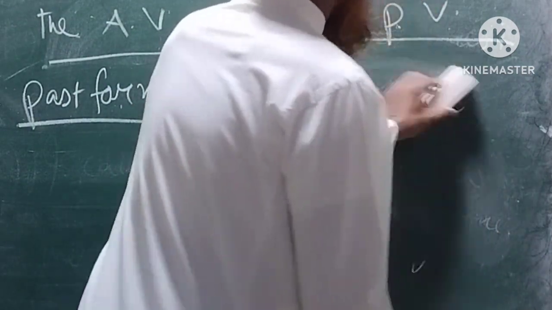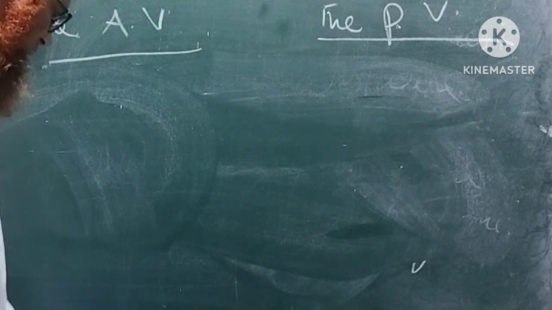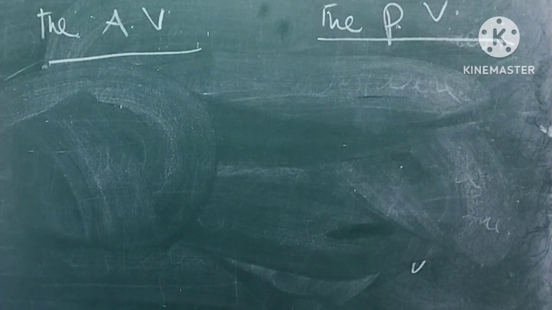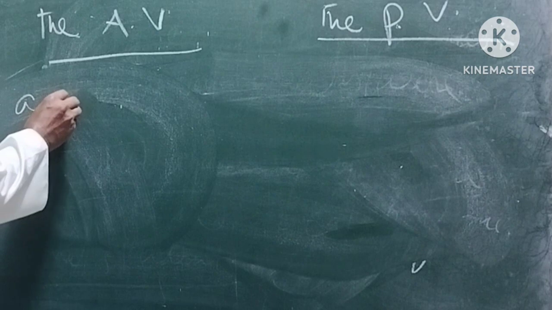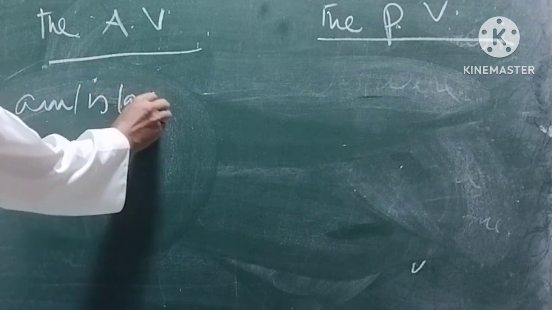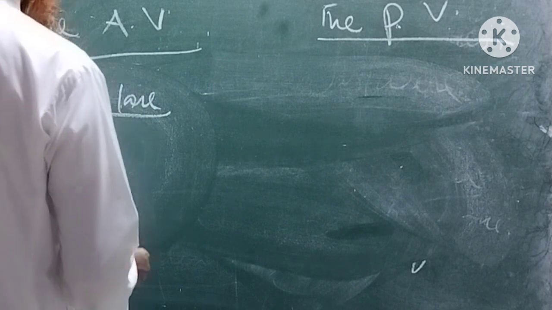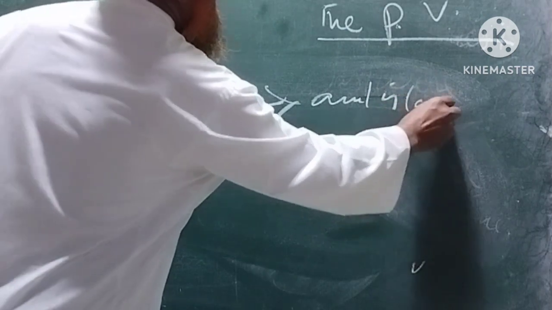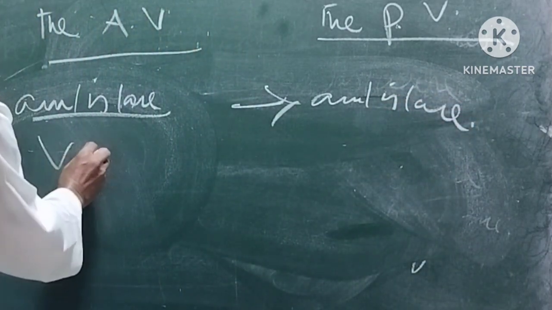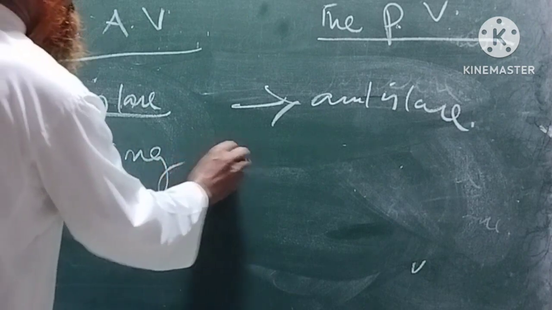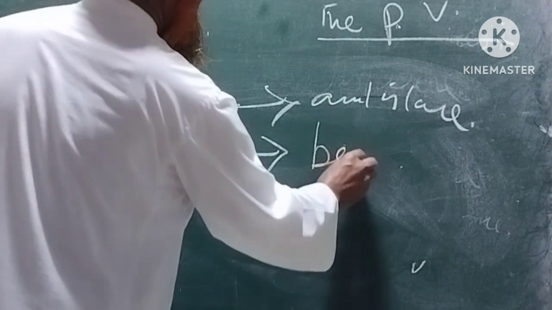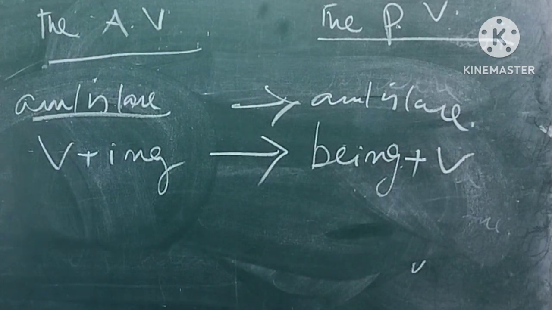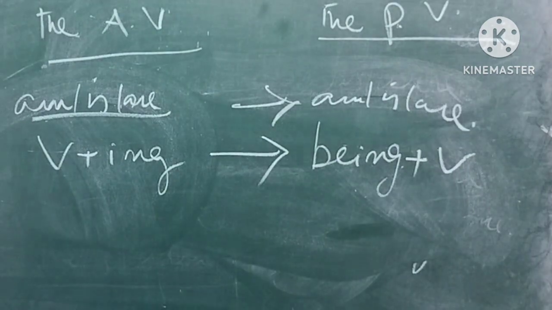Now, the past form of the verb we have already taught. Now, am, is, are: verb plus ing becomes being before the verb. Being before the verb in the passive.